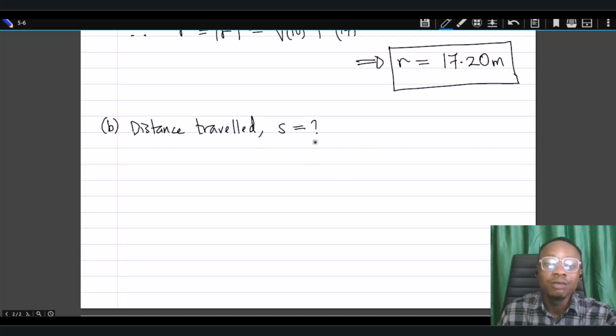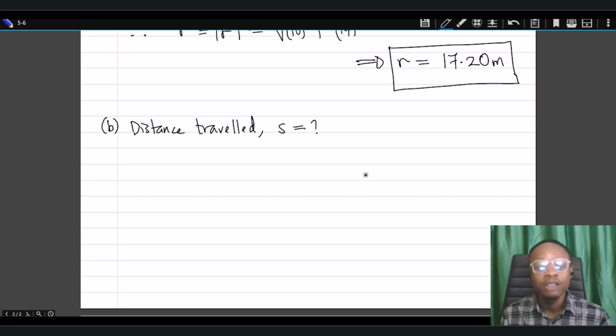So for the B part, we are interested in the distance traveled. Okay, so distance traveled is what we are interested in right here, the distance traveled by the body. We know distance traveled is denoted as s. From what we've done, that is the length of the path followed by the body. It is different from displacement. We have said distance is not the magnitude of displacement in general.